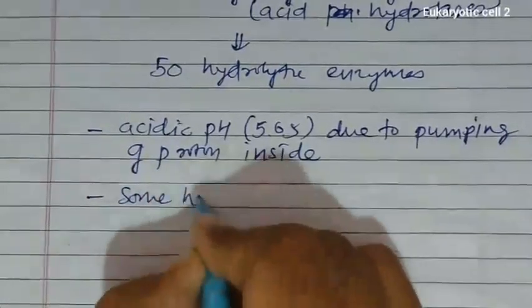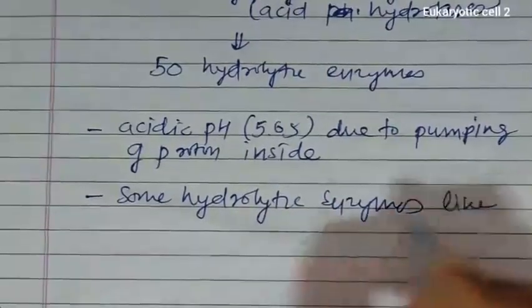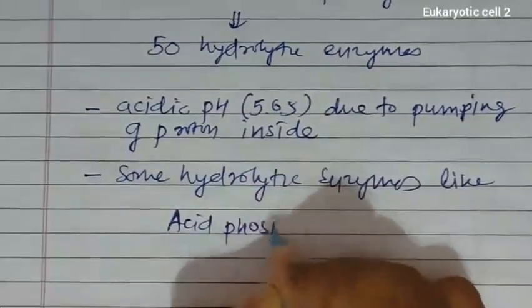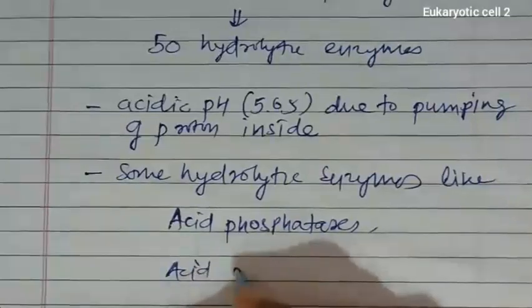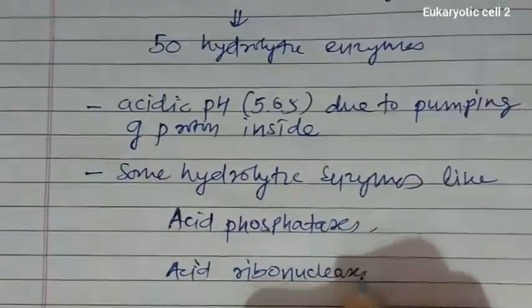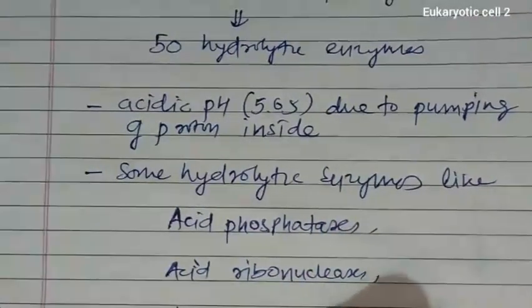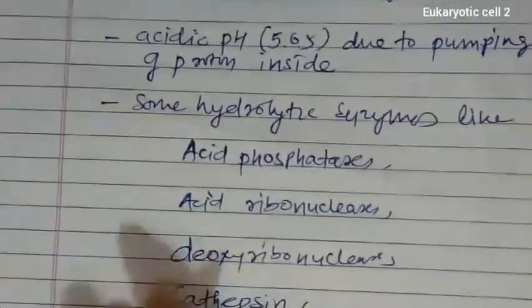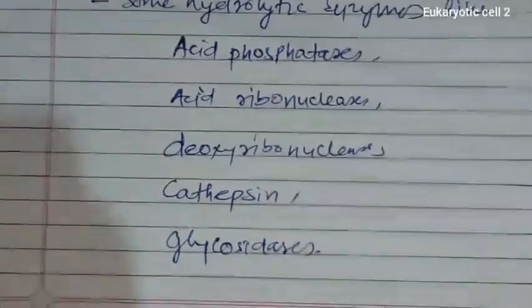Some hydrolytic enzymes found in lysosome are acid phosphatases, acid ribonucleases, then deoxyribonucleases, cathepsin, and glycosidases. These all are found particularly in the case of the lysosome.